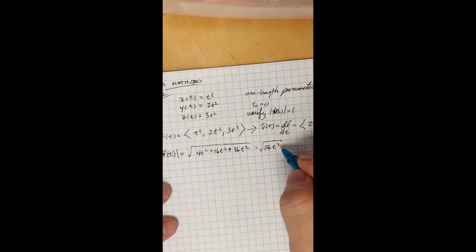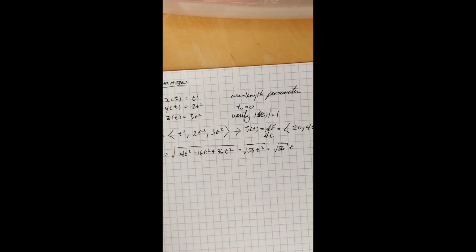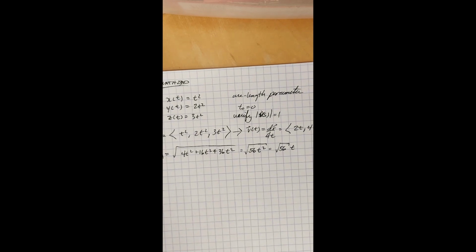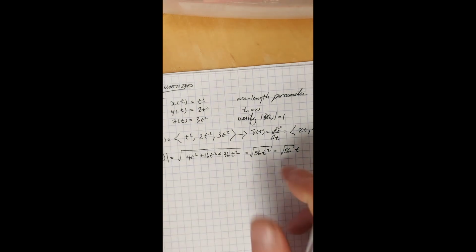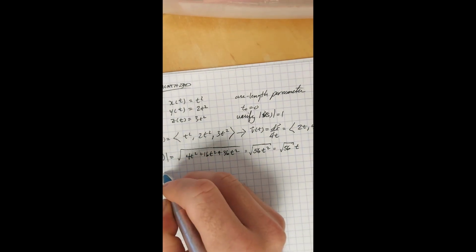Okay, so if we take the t out of the absolute value, this is going to be the square root of 56 times t. Assuming t is greater than 0, we don't need the absolute value here. Okay, so let's go ahead and integrate then.